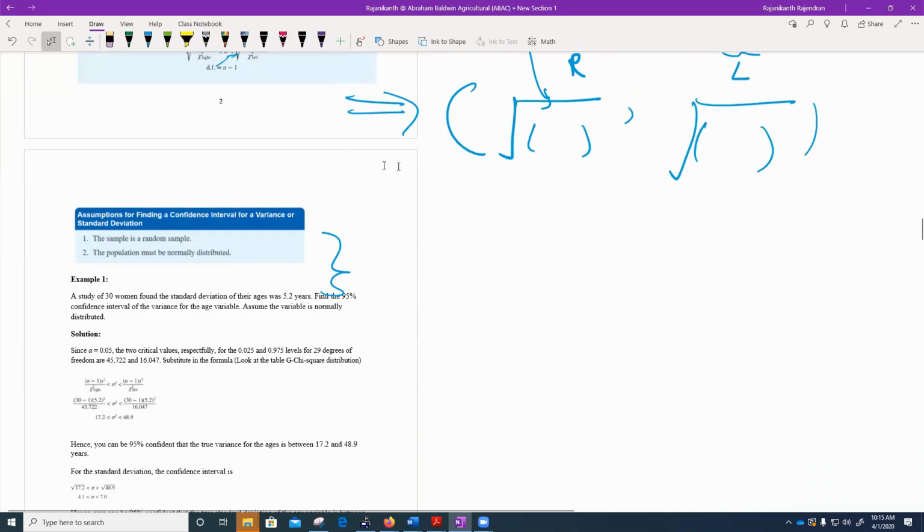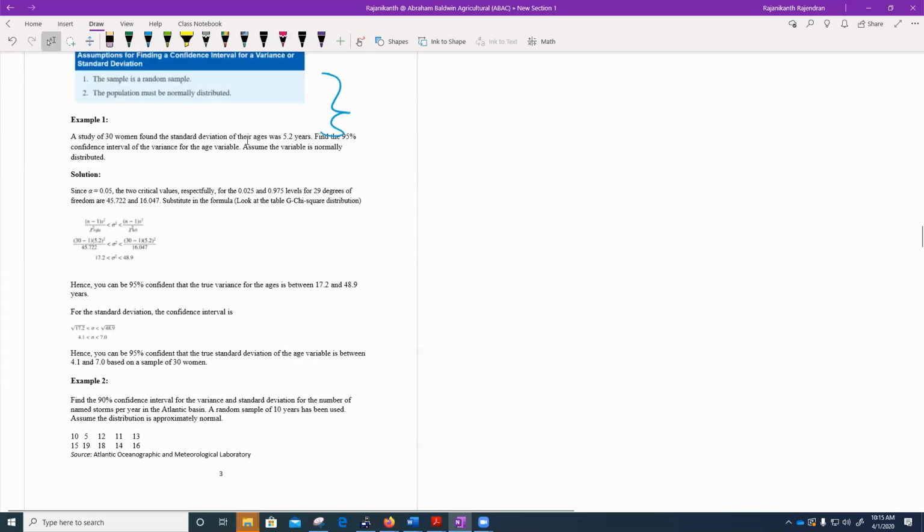Let's look at this problem, example 1. A study of 30 women found the standard deviation of their ages was 5.2 years. Find the 95% confidence interval of the variance. Assume that the variable is normally distributed.